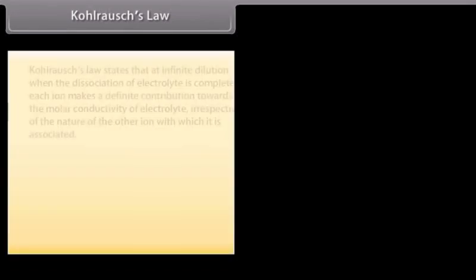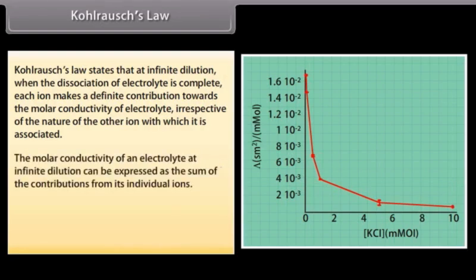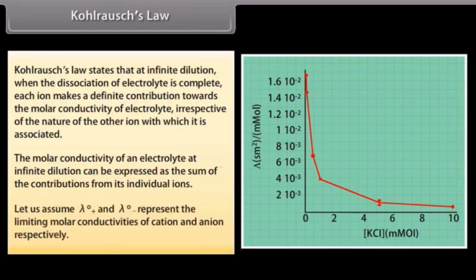Kohlrausch's law. Kohlrausch's law states that at infinite dilution, when the dissociation of the electrolyte is complete, each ion makes a definite contribution towards the molar conductivity of the electrolyte, irrespective of the nature of the other ion with which it is associated. The molar conductivity of an electrolyte at infinite dilution can be expressed as the sum of the contributions from the individual ions. Let us assume λ°+ and λ°- represent the limiting molar conductivities of cation and anion respectively.